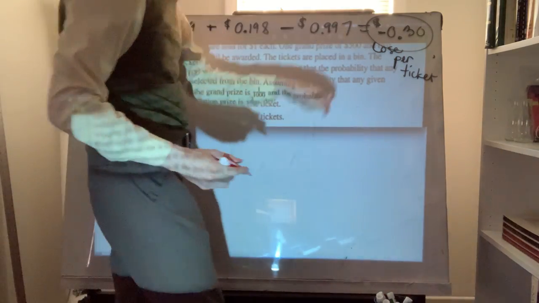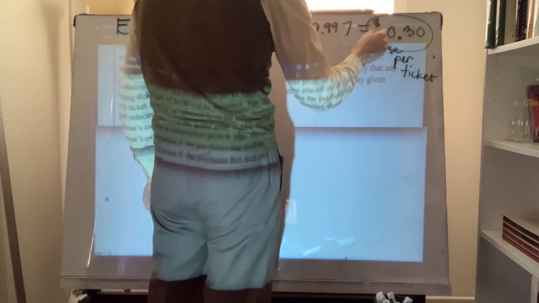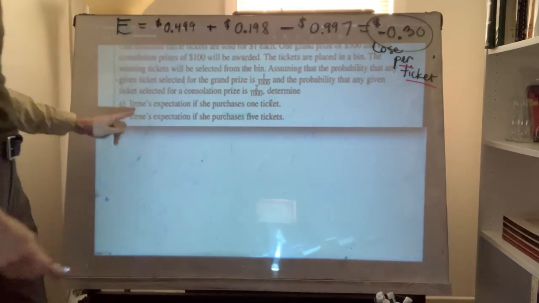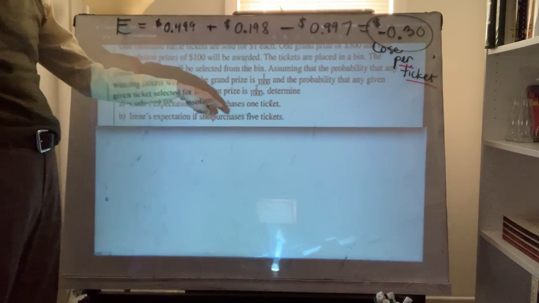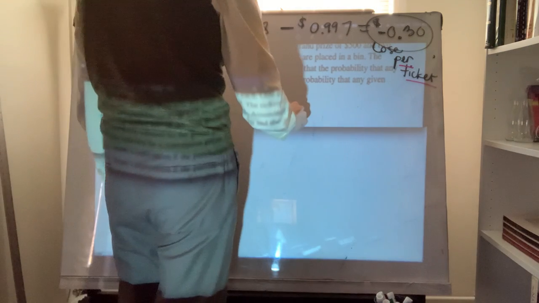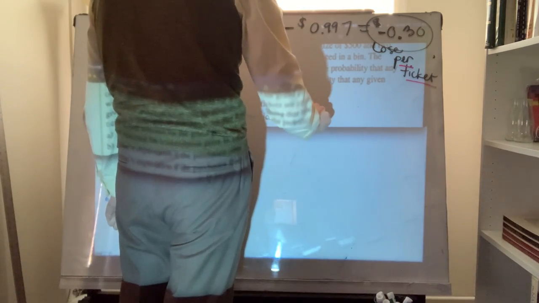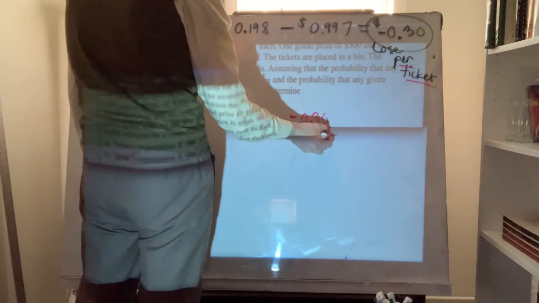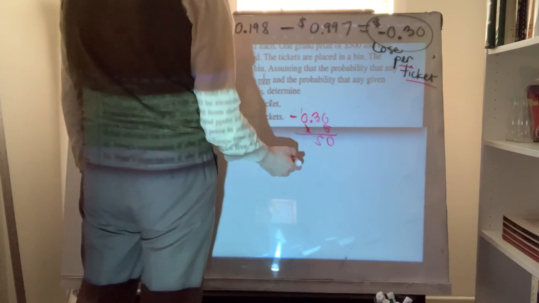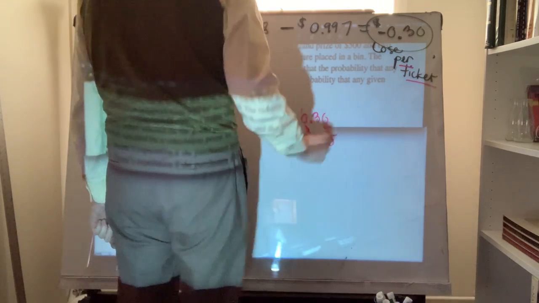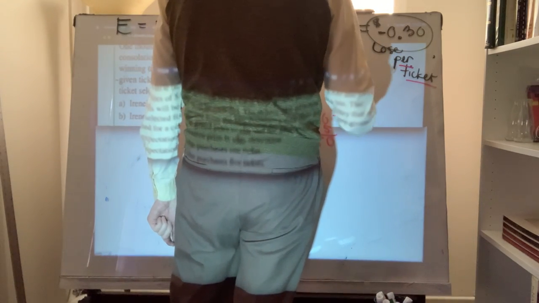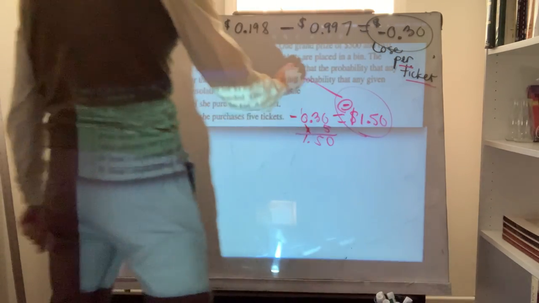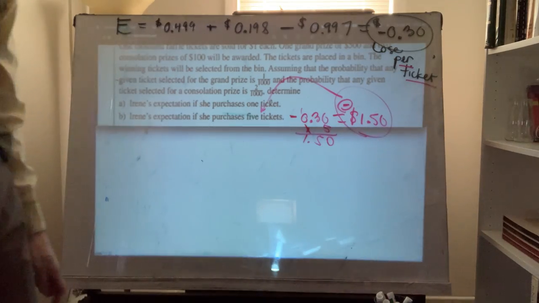If we just figured out that it's going to be a loss of 30 cents per one ticket, then the second question is Irene's expectation if she purchases 5 tickets. It would essentially be this number, negative 0.30 times 5. Right? So it's 0, 15, carry the 1, $1.50. Negative $1.50 again, for the situation of having purchased 5 tickets.